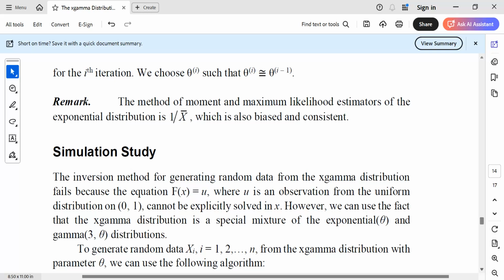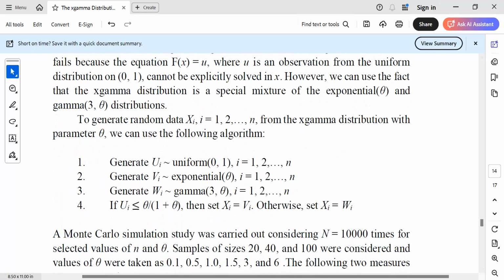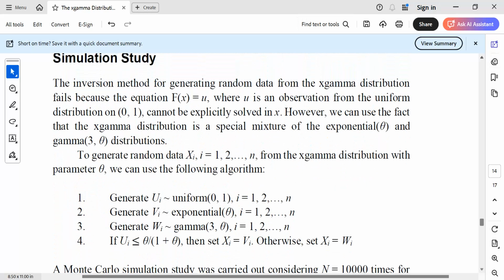If you look at this sentence, it says F(x) is equal to u, where u is an observation from the uniform distribution. We cannot explicitly solve for x, so you can't do so. However, we can use the fact that the S gamma distribution is a special case of what? The exponential and the gamma. So we are going to use some method to generate observations from the S gamma. Please let's look at this.